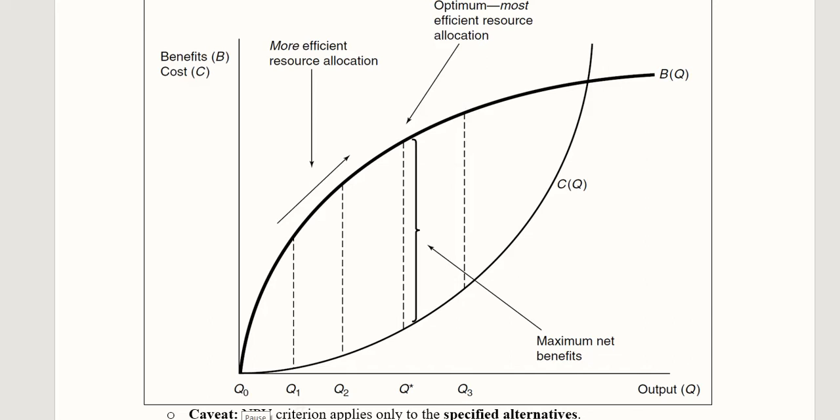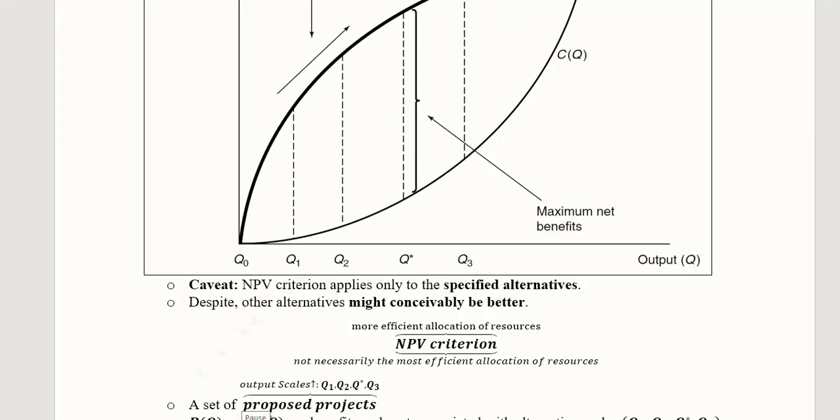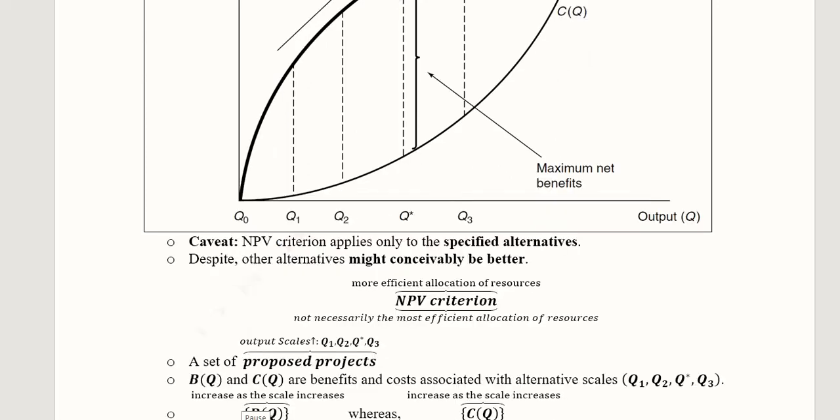This is the most efficient, whereas these are getting more efficient as we move from left to right up to this point. Now the caveat is that the NPV criterion applies only to the specified alternatives, and those alternatives that are not specified, for example, in between Q2 and Q asterisk, there are other alternatives that we haven't quantified. So we are omitting those possibilities. This is one thing that we must remember.